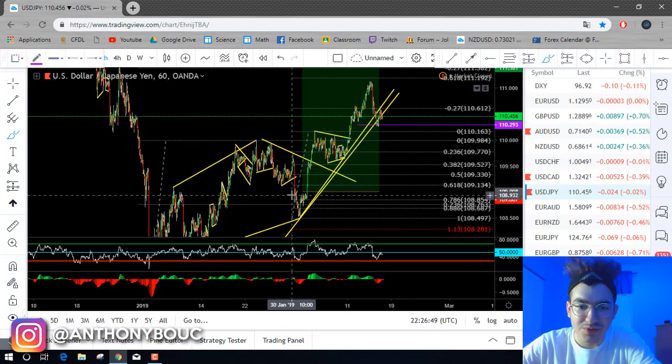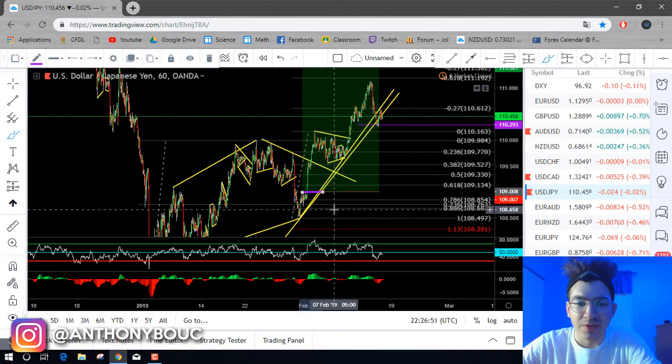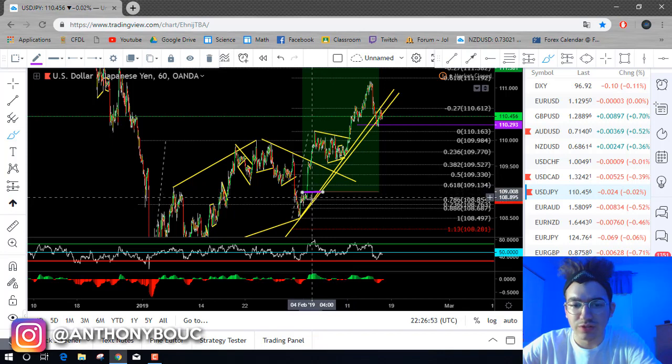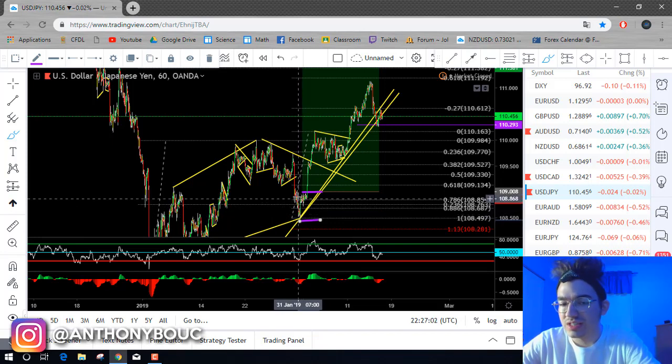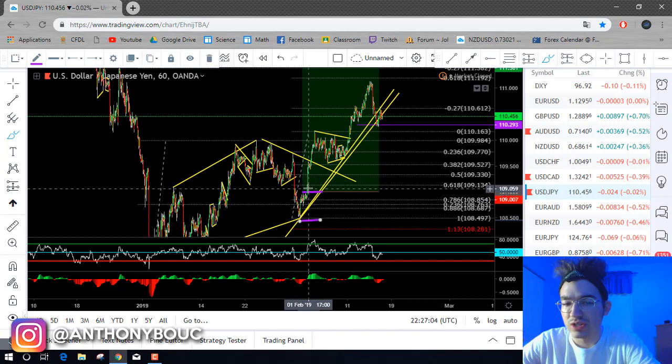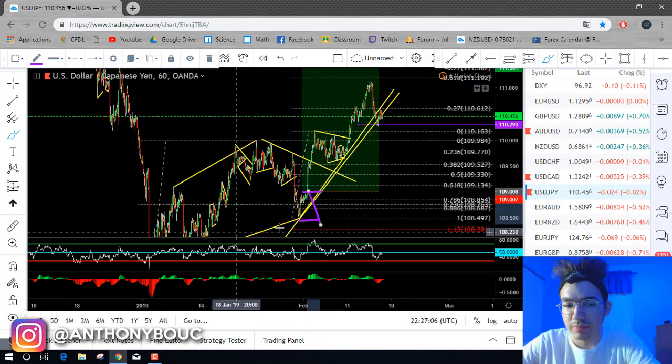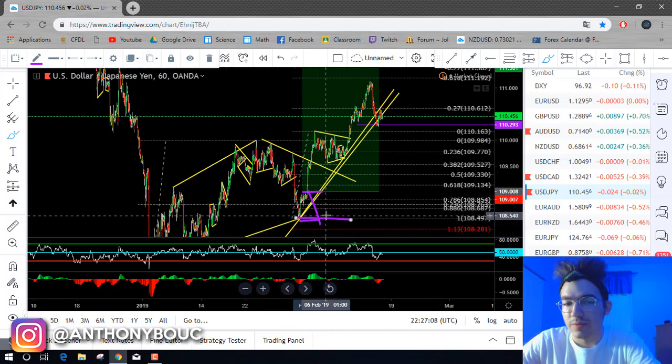Now my entry, as you guys can see, was here. My stop loss was not very far. It was under this low right here. There are many reasons for that as well. The main reason is simply because if it had gone down and broken these levels, that means the pattern would have been a different one, and we were not looking at the same pattern as the one that I wanted to trade.